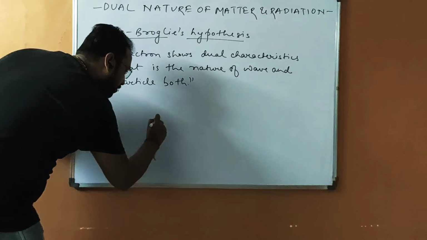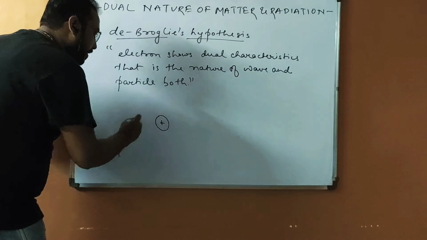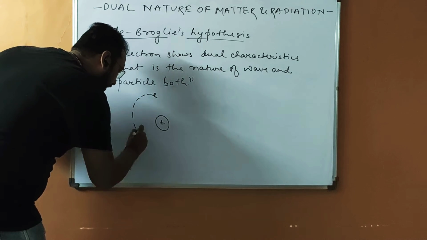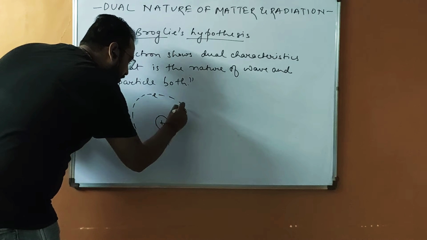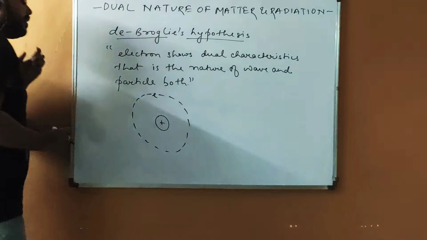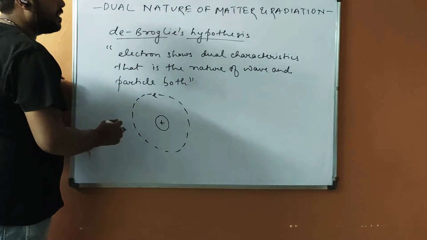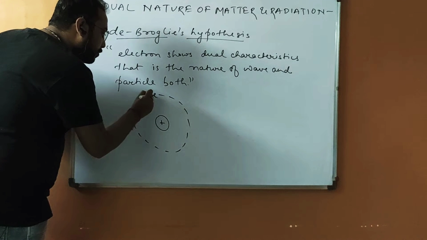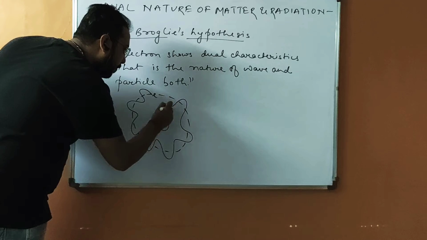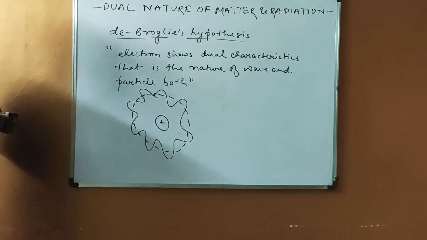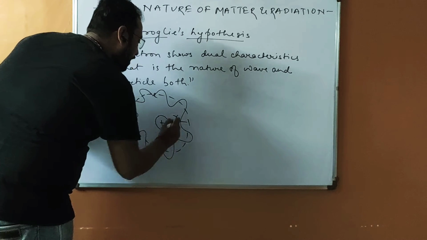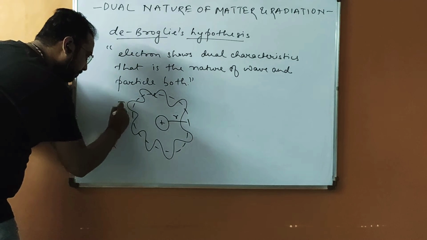What does it mean? Suppose this is the nucleus of an atom and this is the electron. At first it was believed that electron revolve around the nucleus in a circular orbit. But not in this way, since this shows the characteristics of the wave too. So electron revolves around the orbit in the form of wave. Let us assume this is mean radius r. What should be this one?